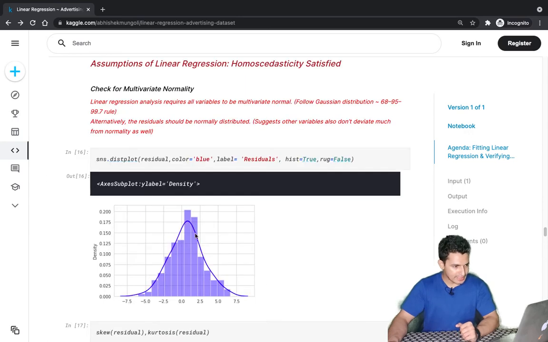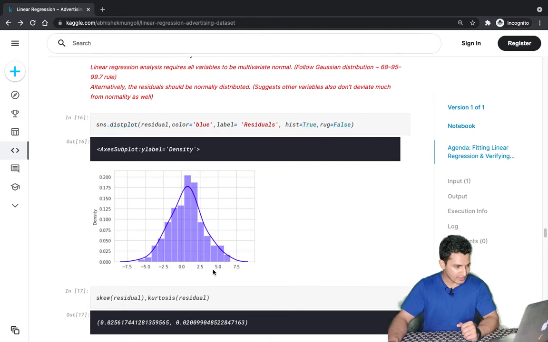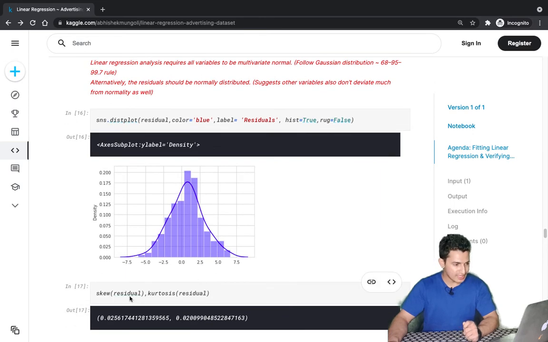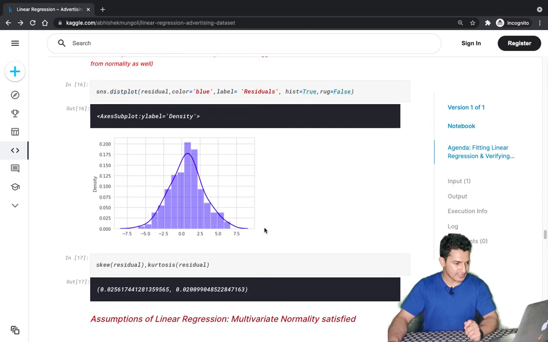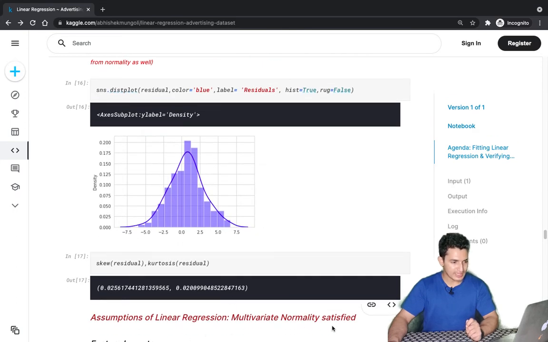Let's do the normality check of the residuals, and you can see that it's quite normal. We can check using skewness and kurtosis. These are two parameters of a normal distribution, and both are close to 0, right? Which means that the residuals are close to a normal distribution. So our assumption of multivariate normality is satisfied. If the residuals are normally distributed, we can say that more or less the features are also normally distributed, hence our assumption is satisfied.